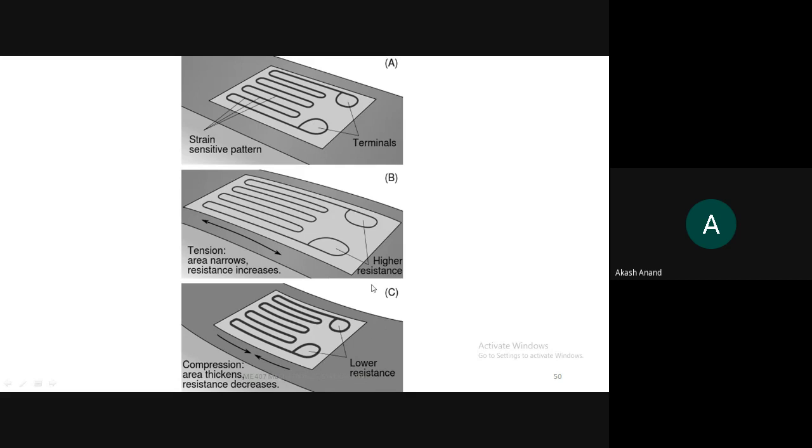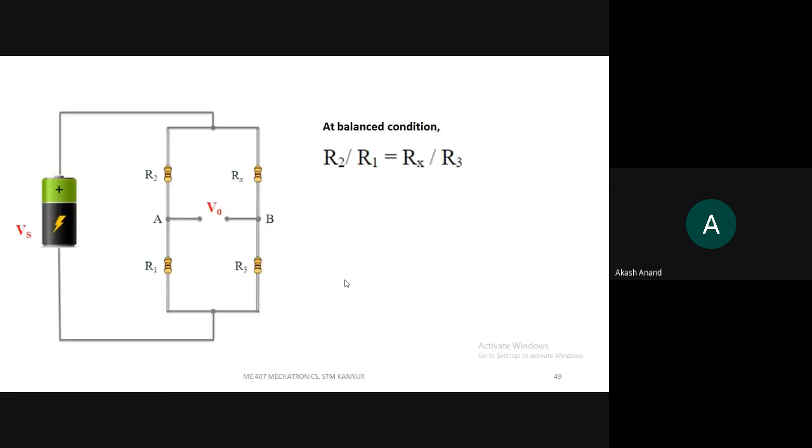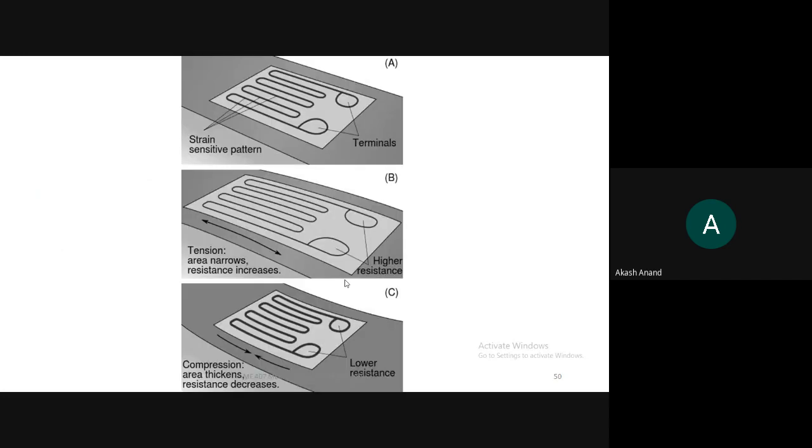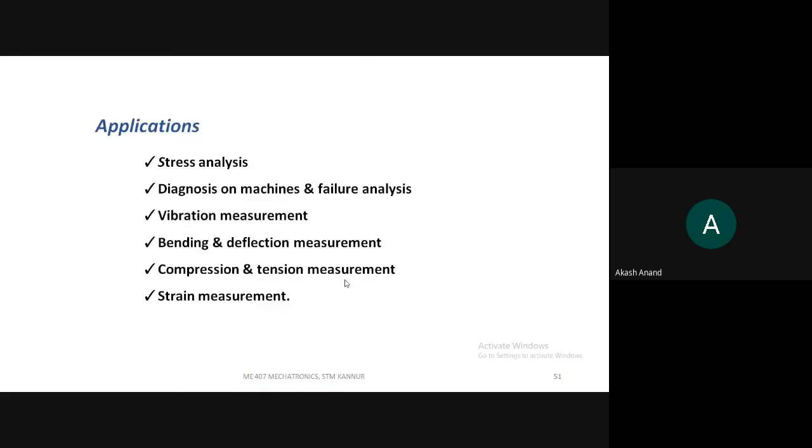So from these two figures, you can simply say that from the balanced Wheatstone principle, if the resistance increases, it shows a certain voltage in one direction, and if the resistance decreases, it shows a certain amount of voltage in the opposite direction, so that we can find what nature of force is exerting on the strain gauge. Okay, I think it is clear to you.